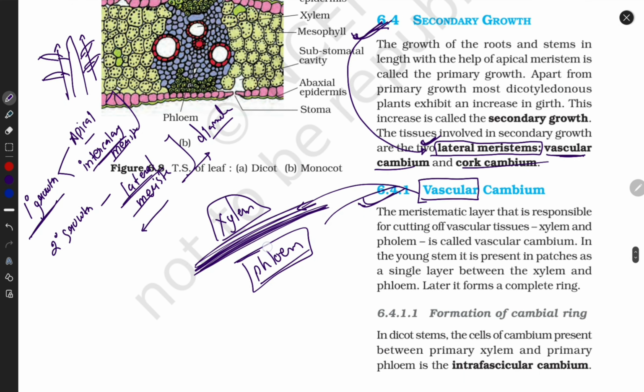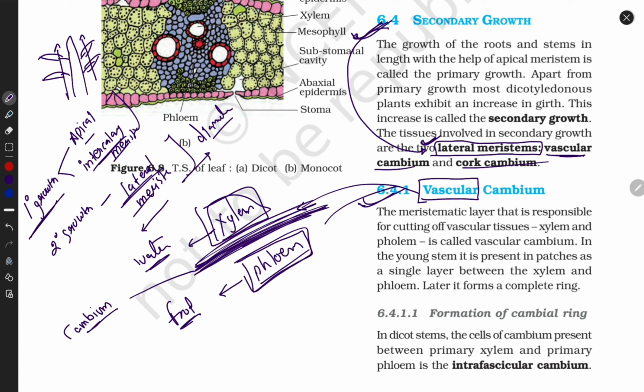Guys, phloem is vascular tissue and xylem is also vascular tissue. Phloem is responsible for food transportation and xylem is responsible for water transportation. Now the growth between xylem and phloem, we call it vascular growth, and this layer is named cambium. Now you are clear? Cambium is present between xylem and phloem.